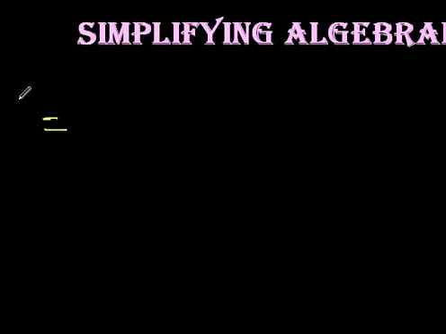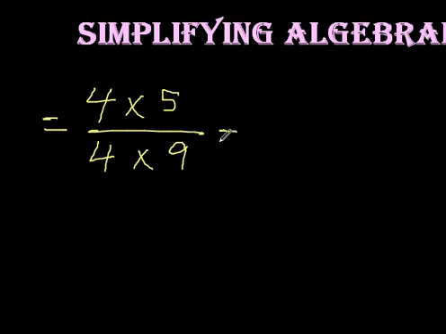If I can see that both are multiples of 4, 4 goes into 20 five times, and 4 goes into 36 nine times. Now what I can see is 4 is a common factor, so I can cancel 4 down, so my answer is 5 over 9. So that's my answer. Using this information, I'm going to look at this example.